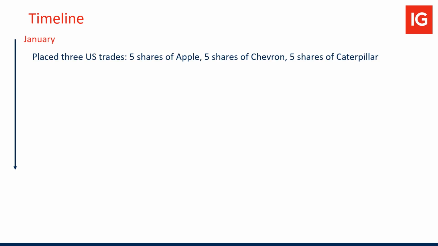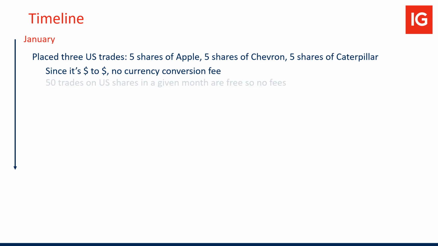So let's go ahead and start with a timeline. Let's say we're going to start with the beginning of the year. You decided, New Year's resolution, you're going to go in and start stock trading. It's January. You go ahead and place three trades. You buy 5 shares of Apple, 5 shares of Chevron, and 5 shares of Caterpillar. Now it's dollar to dollar. These are U.S. companies, dollar to dollar. So there's no currency conversion fee of 0.7% that we talked about.